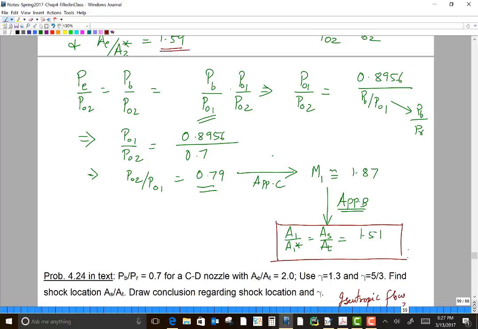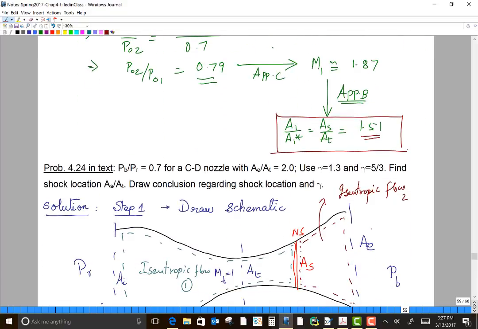Okay? So this M1 is the Mach number in front of the shock. So which location in the isentropic flow region 1 would give you this Mach number? For that you have to use Appendix B, and you get A1 by A1 star, which is A_S by A_T, as 1.51. So in the textbook there is another problem, 4.24.